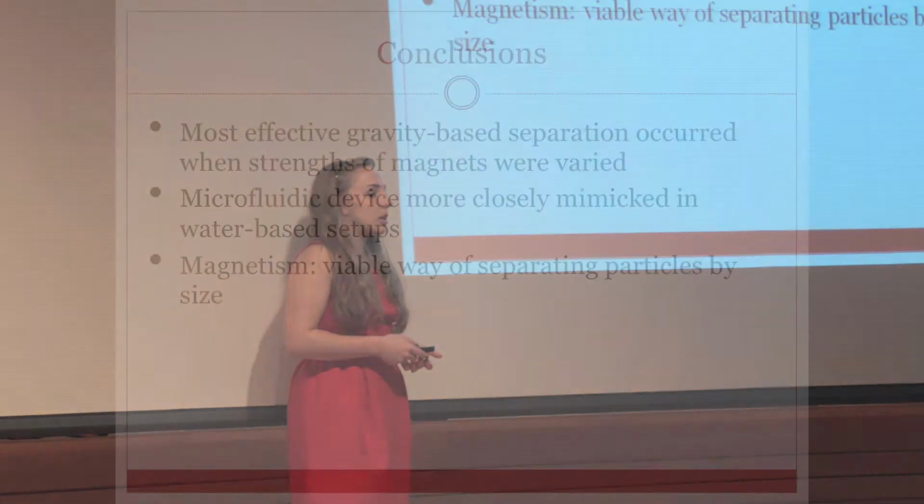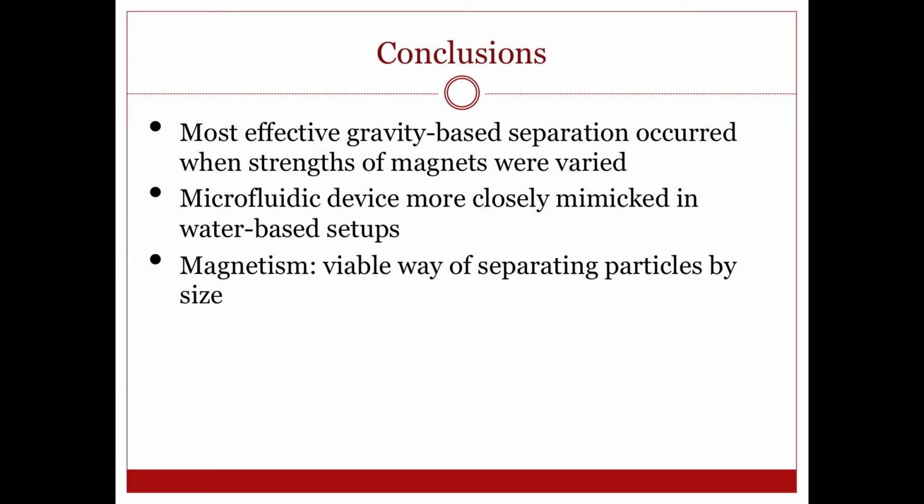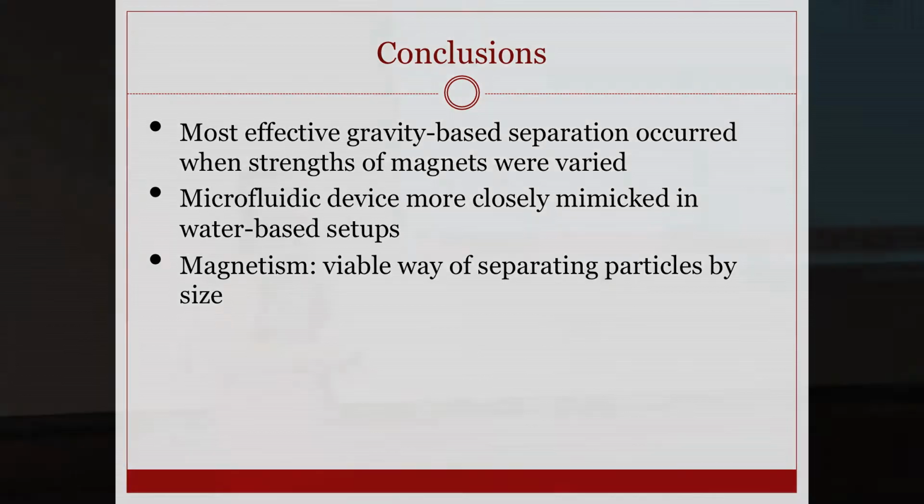And through our experiments with the water tank, we did learn that it more closely mimicked a microfluidic device than our gravity-based setups because it had the added flow. However, we were not able to successfully complete enough trials with that to get enough data. But we did find that magnetism is a viable way of separating particles based on size in microfluidic devices.